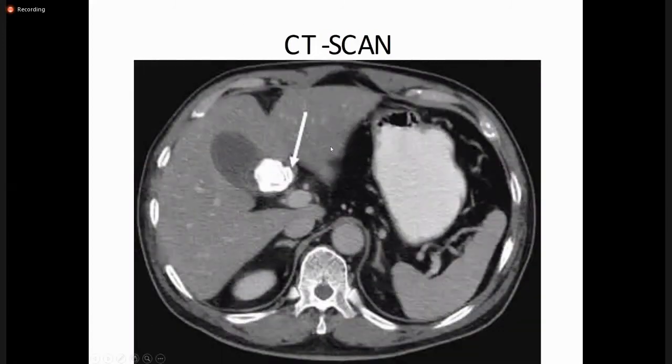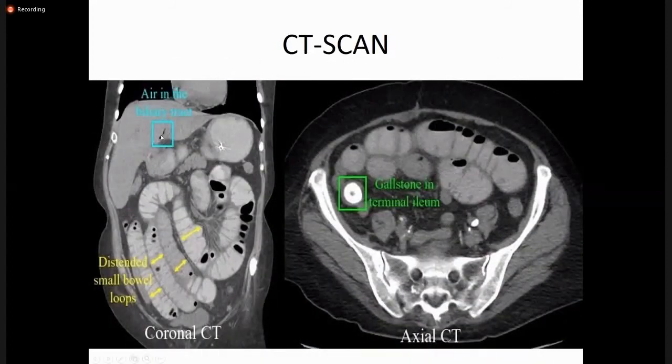Now this is the CT scan. This is showing a very large stone which is obstructing the cystic duct, which is opening into the common hepatic duct. This is another view. As you can see, there is air in the biliary system.